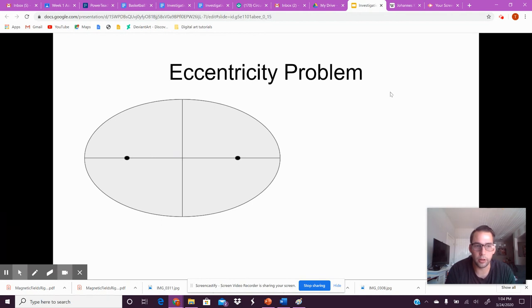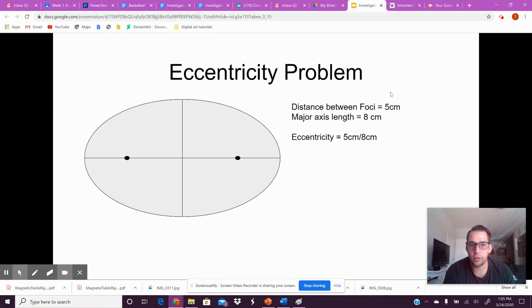So let's take a look at this problem really quick. If I have two focal points and then the major axis going across through those two focal points, and the distance between the two focal points is 5 centimeters, and the major axis is 8 centimeters, how am I going to find the eccentricity? Go ahead and pause for a second, try and figure that out. Well, you might see that the eccentricity is 5 centimeters divided by 8 centimeters. And when I do that, I'm going to get an eccentricity of 0.625. So it's not a perfect circle, but it's also not super stretched out. It is moderately eccentric.